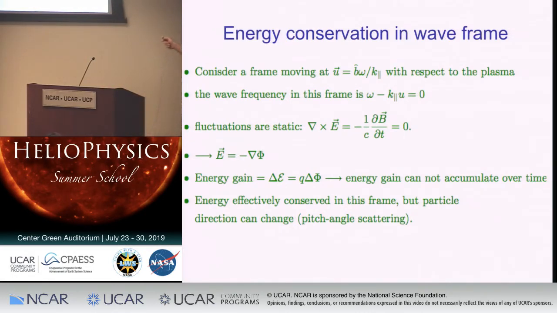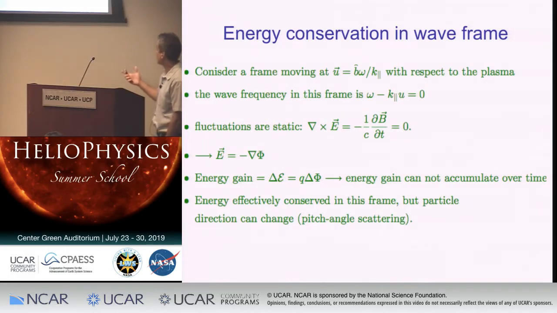Consider a frame that's moving at this velocity. B hat is the magnetic unit vector, omega over k parallel, the parallel phase velocity of the wave. In this frame, the Doppler shifted wave frequency is omega minus k parallel u. And that is zero in this frame because of the value of u.